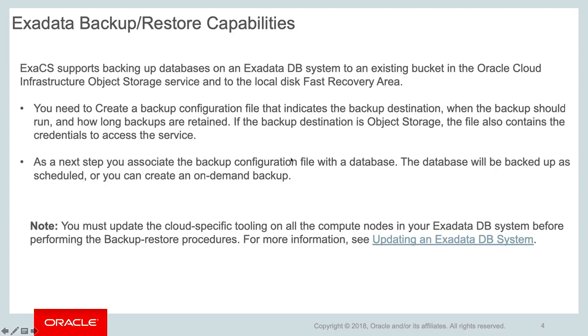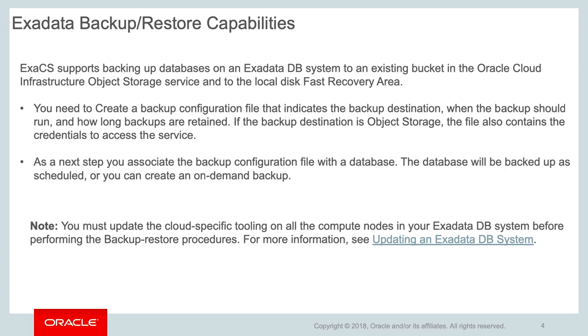So Exadata supports backup of a database with basically two options. One is in the object storage bucket, which is known as cloud backup. And the other option is a local backup, which is done on the recovery area that we configure with Exadata Cloud Service provisioning. So you need to have a backup configuration file, which will specify the backup destination, when that backup is going to run, and how long those backups are going to be retained.